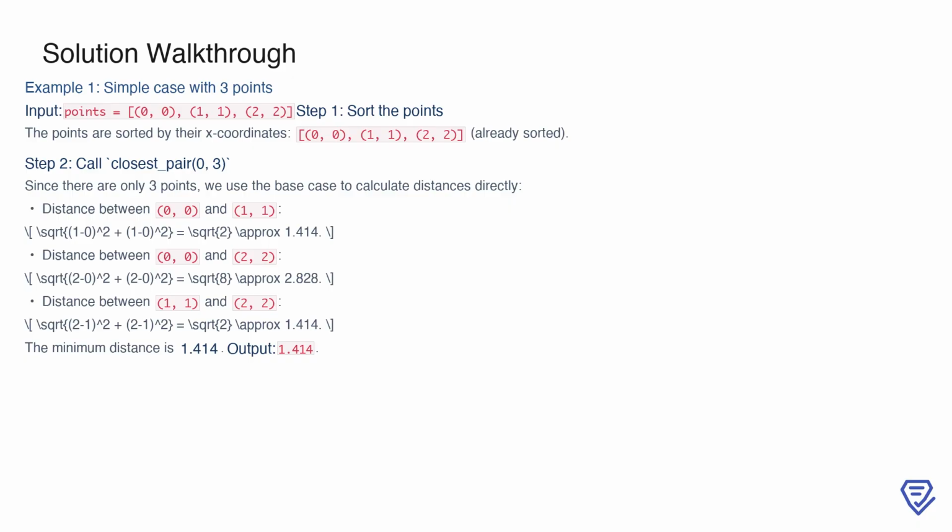The distance between (0, 0) and (1, 1) is calculated as the square root of the sum of squared differences in x and y coordinates, which gives approximately 1.414. Similarly, the distance between (0, 0) and (2, 2) is approximately 2.828, and the distance between (1, 1) and (2, 2) is again 1.414. Among these, the smallest distance is 1.414. Thus, the output for this example is 1.414.